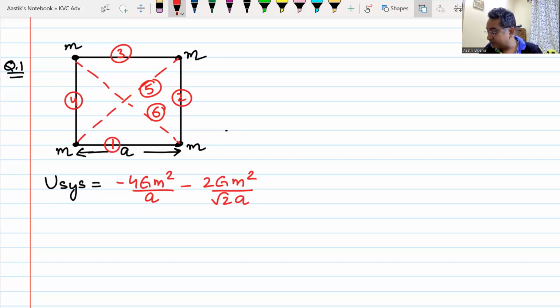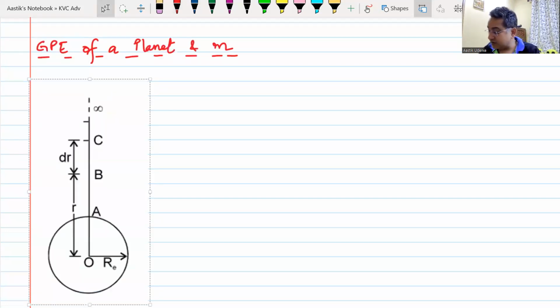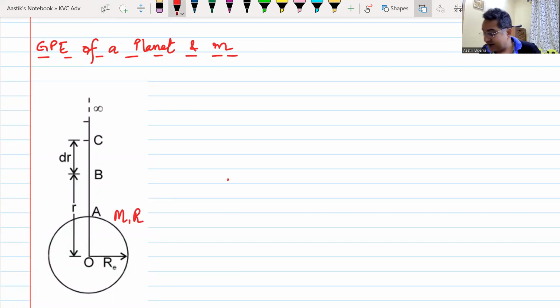So you will have a big planet, and most of the time it is going to be Earth. The mass of the Earth or the planet will be given as capital M, and the radius may be given as R or R_E. And then you will have some small point mass m placed at a distance r, and this r would be from the center of the planet. Do we understand this? Yes or no?